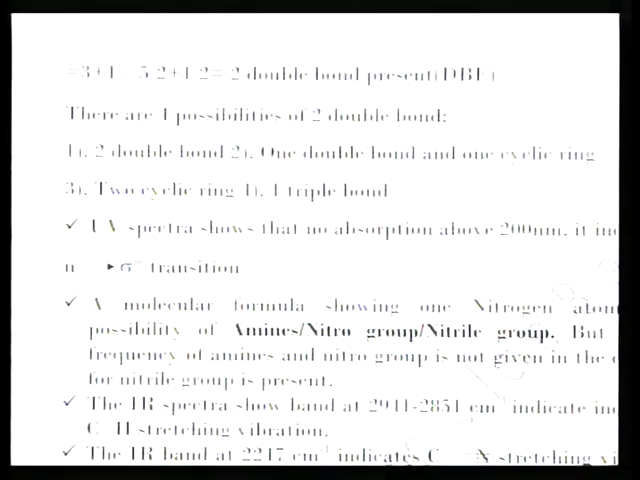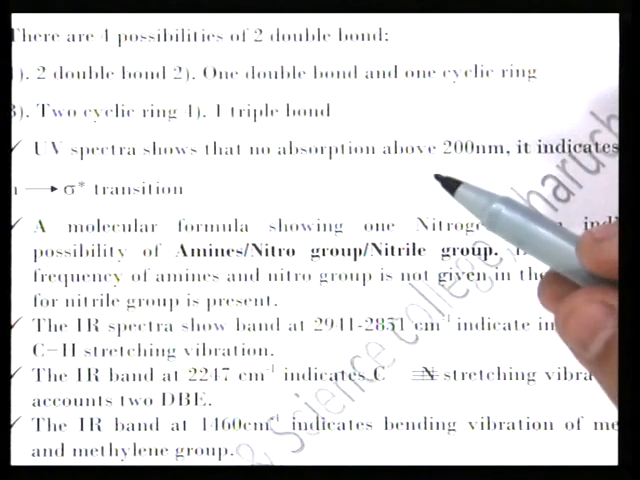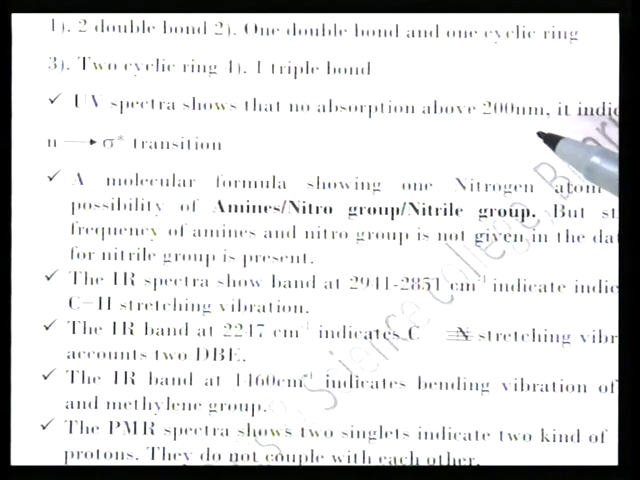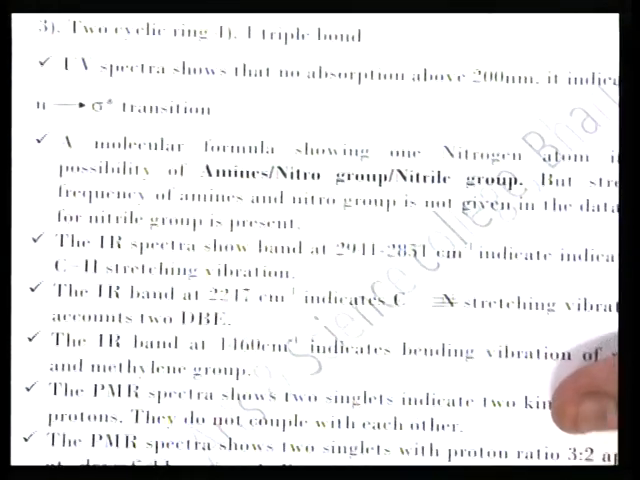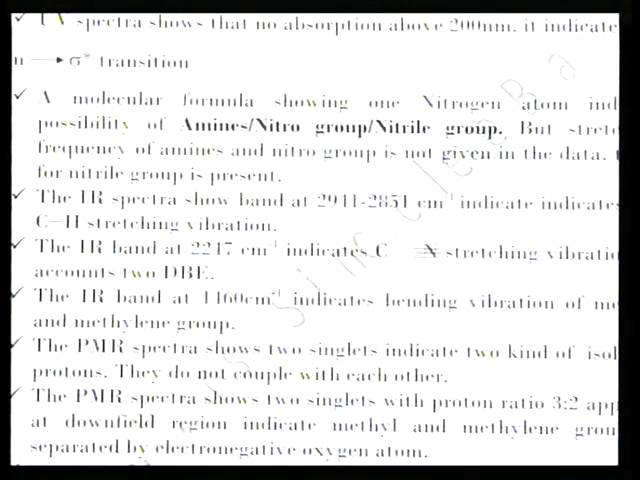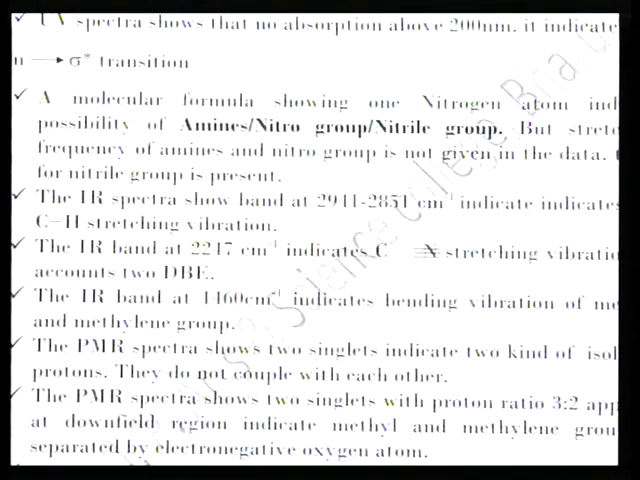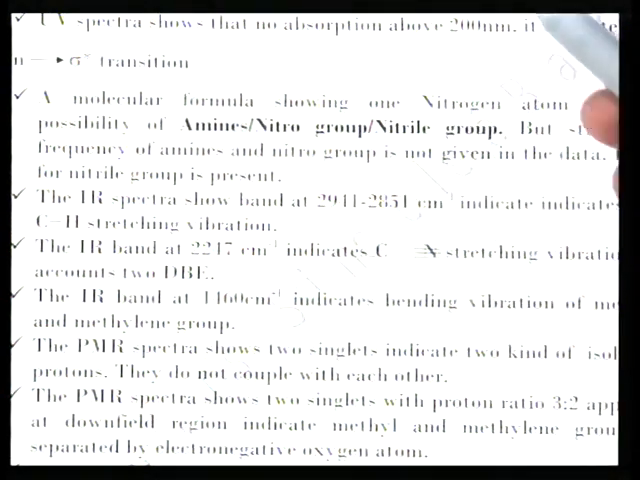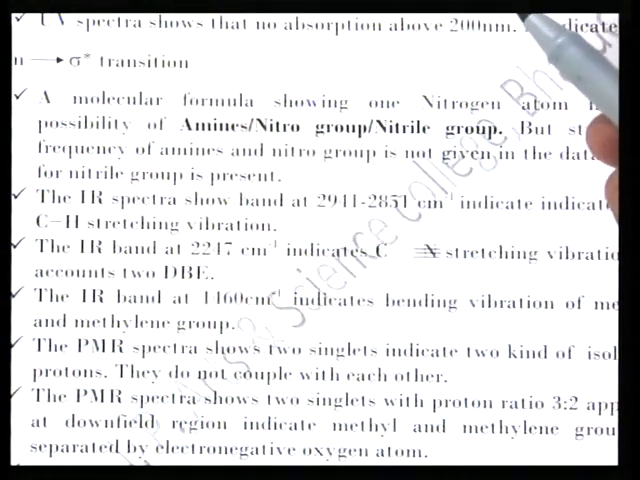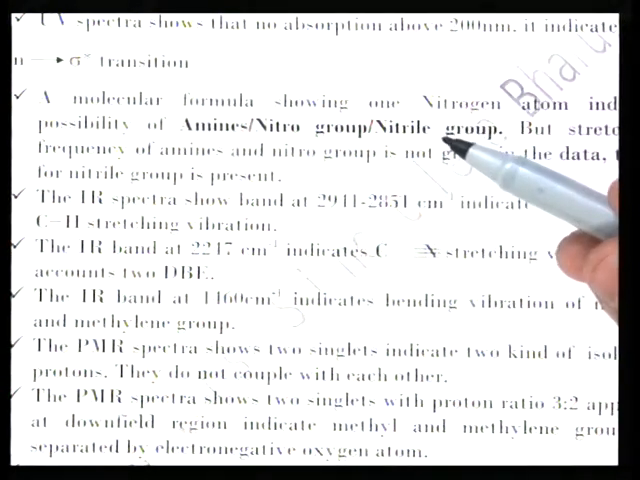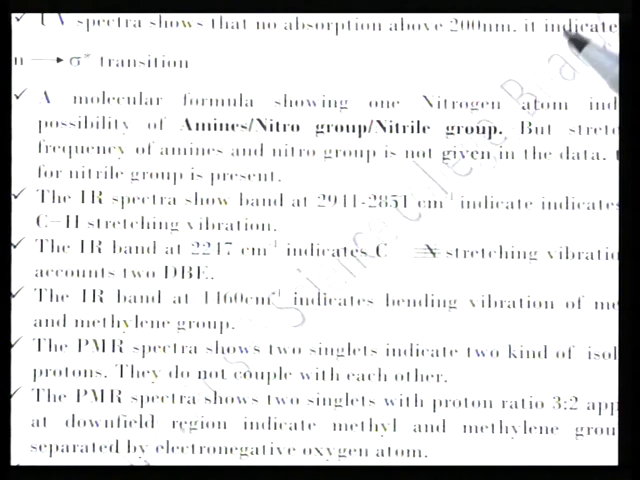Now, looking at the UV spectrum, it shows no absorption above 200 nanometers. It indicates an n to sigma star transition, which is absorbed at shorter wavelength. A molecular formula showing 1 nitrogen atom indicates the possibility of an amine, nitro group or nitrile group, but the stretching frequencies of amines and nitro group are not given in the IR absorption bands. Therefore, nitrogen is in the form of a nitrile group, and it accounts for 2 double bond equivalents.